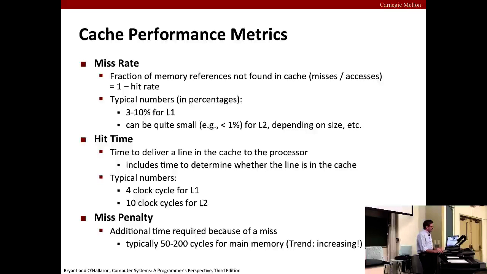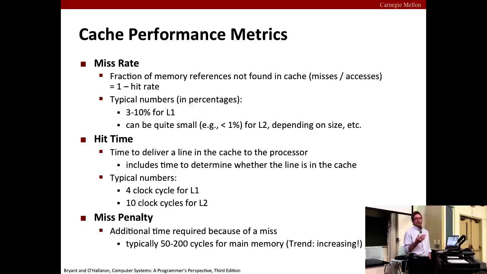Another metric is the hit time. So if we do have a hit in the cache, how long does it actually take to do the lookup to determine that there was a hit and then return the value? Okay. So for L1 in an Intel system, this is 4 clock cycles, 10 clock cycles for L2. And you always have to pay the hit time, right? The hit time is the best you can do.